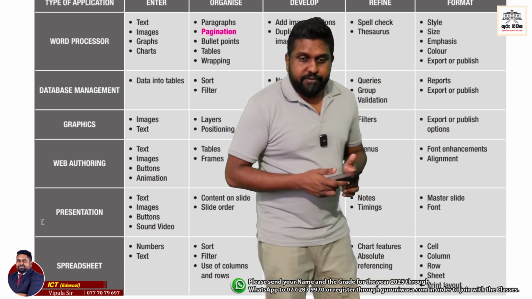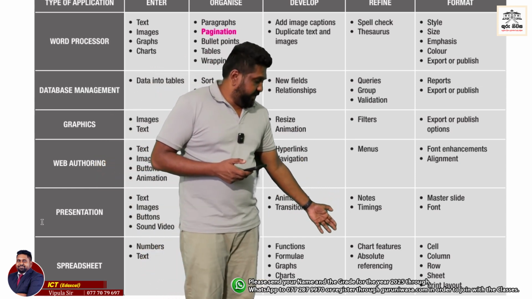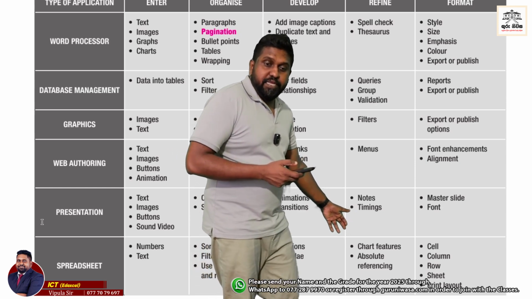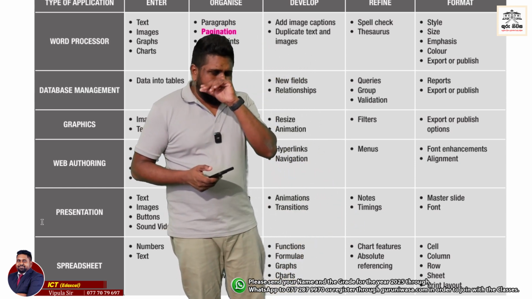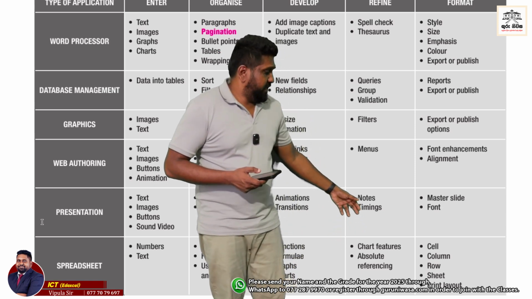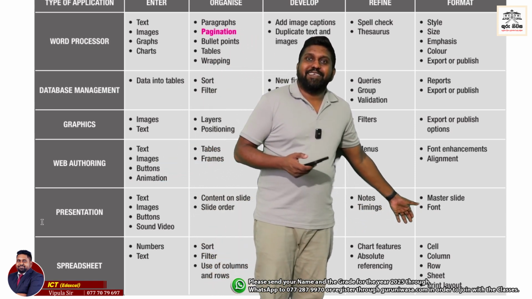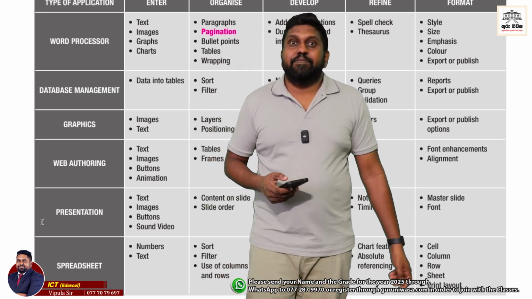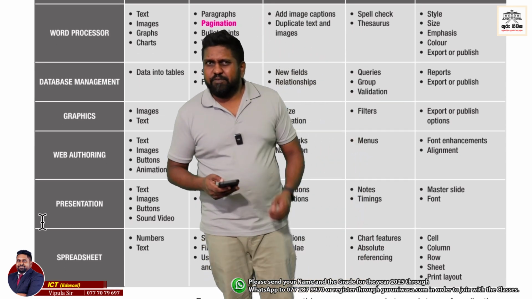And then for refining, we will be mainly focused on chart features, as well as this thing called absolute referencing. We'll learn about it once we jump into that. And then again, format would be primarily cells, rows, columns, sheets, and print layouts. Okay. So do you guys know what a print layout is?